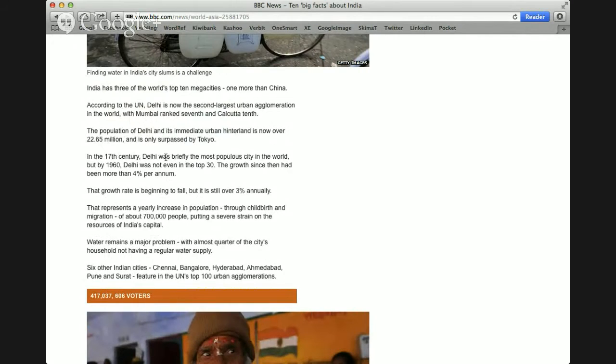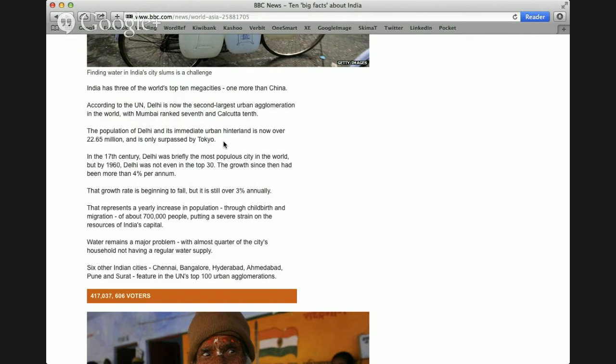India has 3 of the world's top 10 megacities, one more than China. According to the UN, Delhi is now the second largest urban agglomeration in the world, with Mumbai ranked 7th and Calcutta 10th. The population of Delhi and its immediate urban hinterland is now over 22.65 million and is only surpassed by Tokyo. In the 17th century, Delhi was briefly the most populous city in the world, but by 1960, Delhi was not even in the top 30.